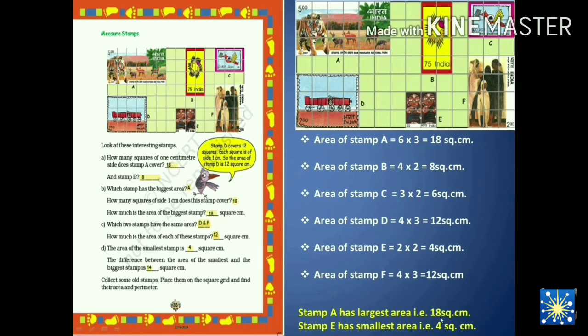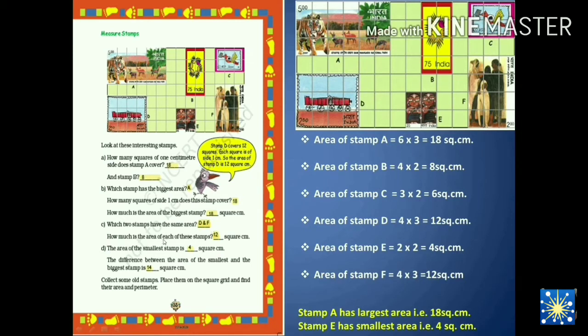So this is 18 square centimeter. So we write 18. How much is the area of the biggest stamp? That is 18 square centimeter. Now part C. Which two stamps have the same area? So area of stamp D is 12 square centimeter and area of stamp F is also having 12 square centimeter. So we write the stamps D and F.